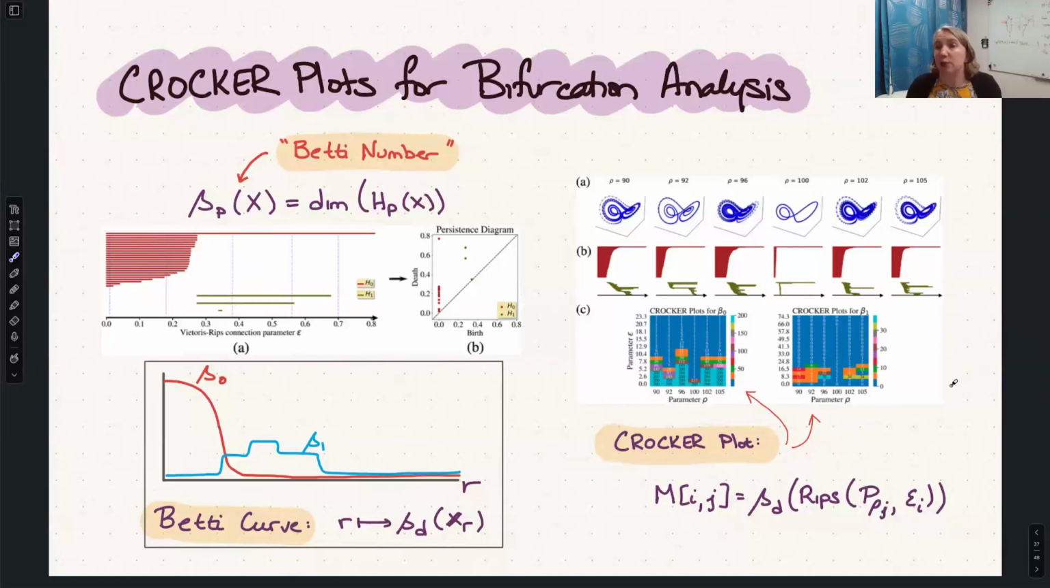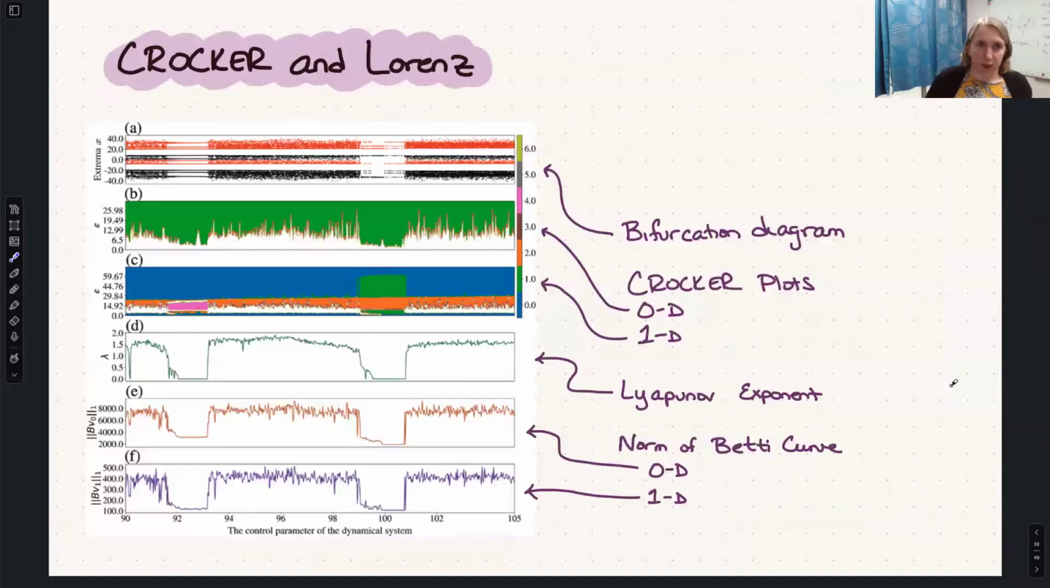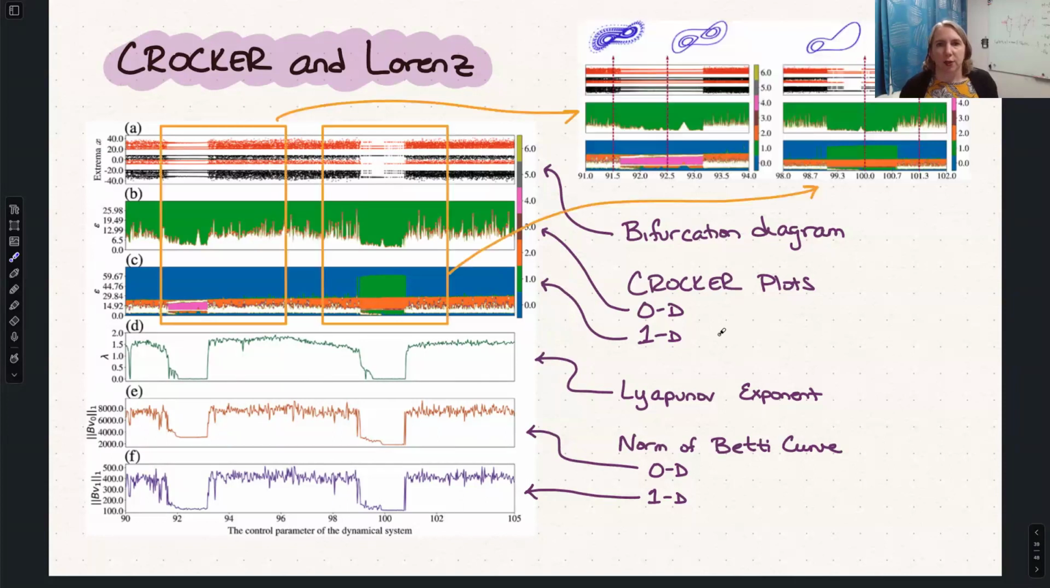The reason I'm interested in this is because we were thinking about changes in dynamical systems. So here's what we got if you start doing this on the Lorenz system. The top bit is the normal bifurcation diagram people tend to look at. My Crocker plots are these two pieces in here, my 0-dimensional and my 1-dimensional Crocker plot. The thing that should stand out to you, and stood out to us, is that the regions around where there are these periodic portions in the system tend to have very different behavior in terms of the Crocker plots.